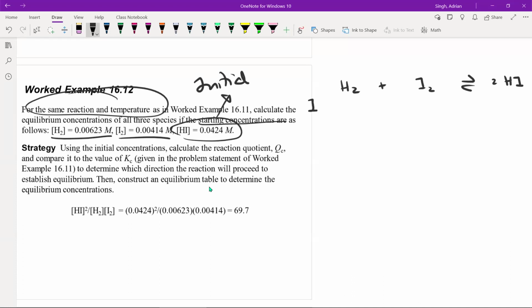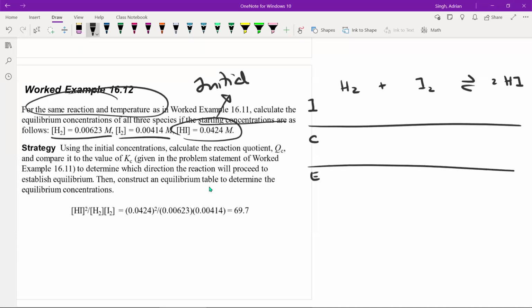Then we have our ICE table: initial, change, and equilibrium. We can write these out. Initially, we're told that the H2 is 0.00623, the I2 is 0.00414, and the HI is 0.0424 molar. These are all molar concentrations.